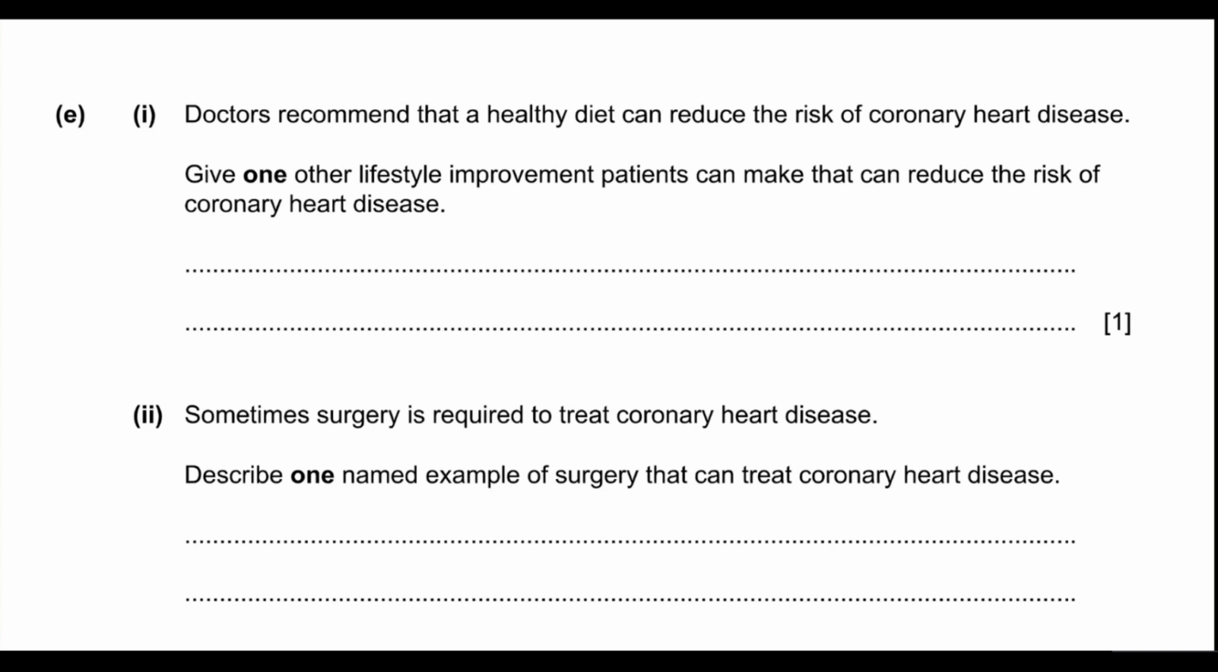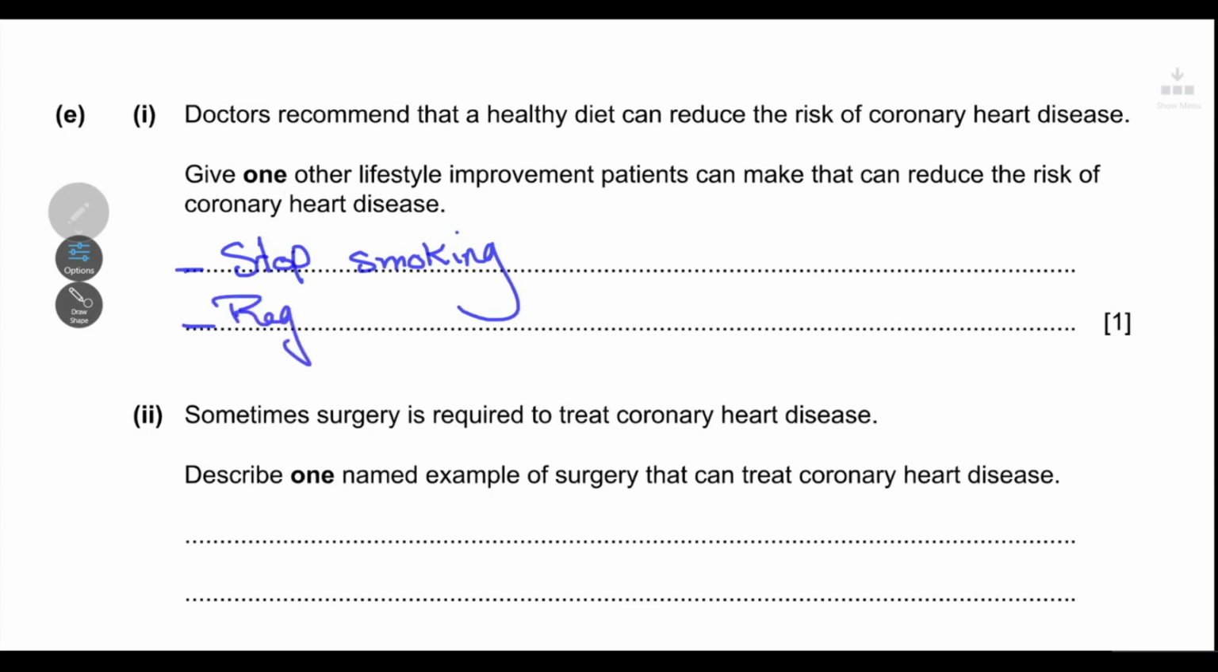Actually, there are many things. One of them, they can stop smoking, for example. The patient, if he is a smoker, he has to stop smoking. If he's not doing exercise, he has to do regular exercise. He has to reduce the stress. All of those are ways. You just need one, we mentioned three, and we can even add more.